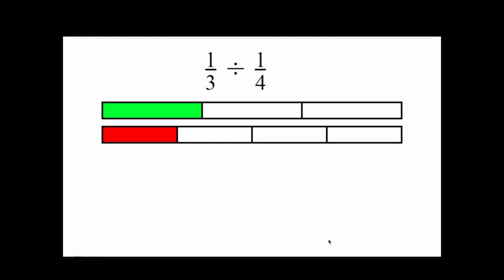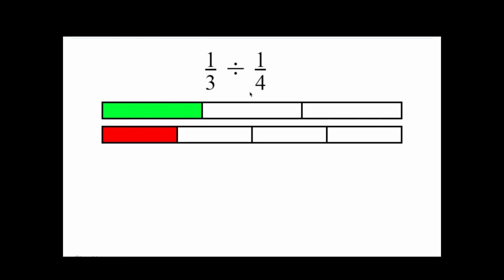Here's another way. Let's say that I have 1/3 and I'm dividing it by 1/4. You can see I'm using the candy bars here. So 1/3 is the green and 1/4 is the red. And in order to figure this out, the sizes need to be the same. In other words, these lengths need to be the same as these lengths.